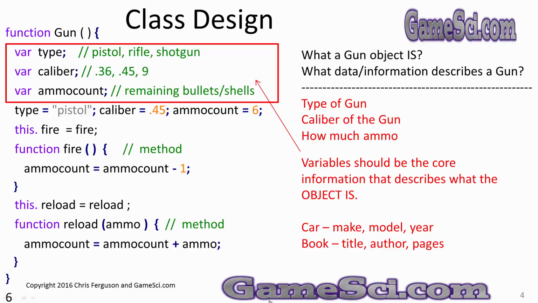Let's say I was building a car video game and I wanted to build a car. I need to store the make, model, and year of that car. That's critical information for describing a car. Make, model, and year. What if I was designing a book class? Well, the critical information to describe a book is the title of the book, the author of the book, maybe the number of pages of the book. Very important that the variables at the top of your class describe what the object is.